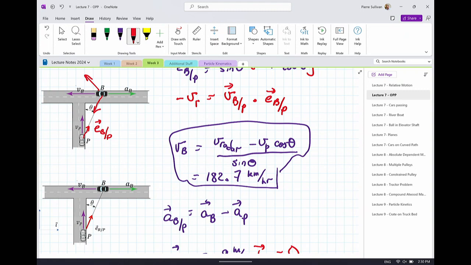Since the unit vector and the velocity of the radar are pointing in the same direction, shouldn't the velocity of the radar just equal the velocity of B with respect to P right away? But that's the velocity of B. This is the velocity of B, and this is the velocity of P. They're both moving in different directions at that instant. You're measuring a component of velocity as you approach the car.